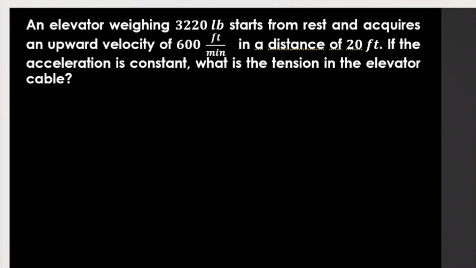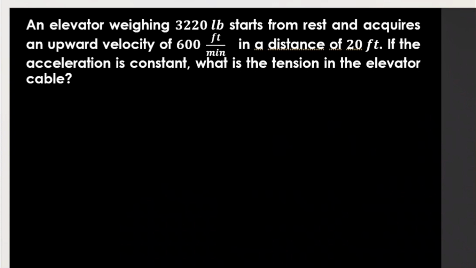First, an elevator weighing 3,220 pounds starts from rest and acquires an upward velocity of 600 feet per minute in a distance of 20 feet. If the acceleration is constant, what is the tension in the elevator cable?